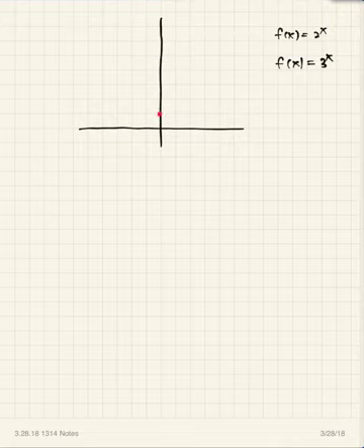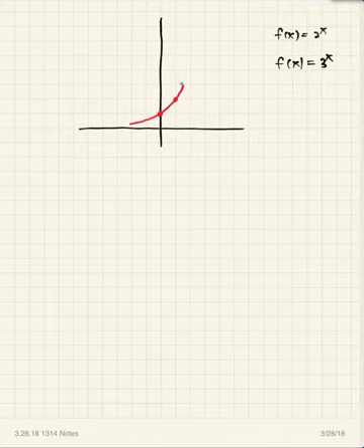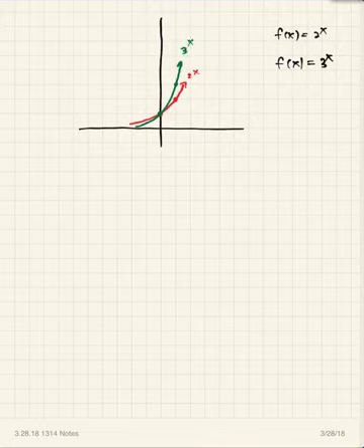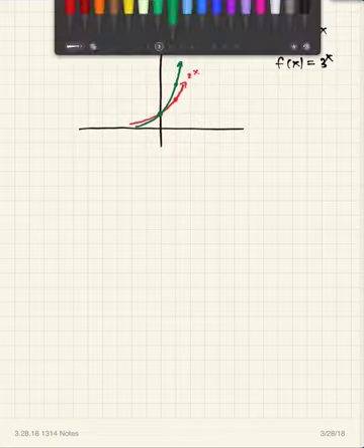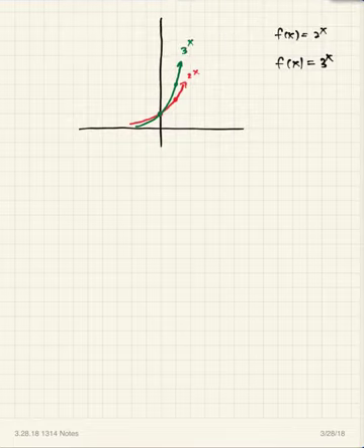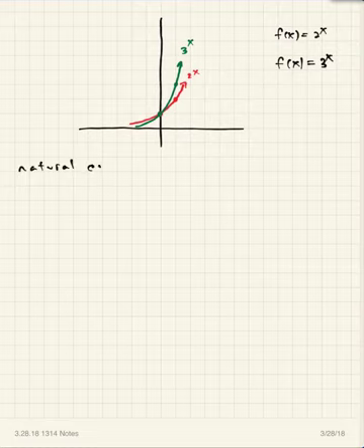So here's 2 to the x, goes through 0, 1, and 1, 2, and it's a growth curve, right? And then 3 to the x goes through 0, 1, and 1, 3. It looks like that. All right, there's 2 to the x and there's 3 to the x. There is one exponential function that is more important than any other exponential function. It's sometimes called the natural exponential function.